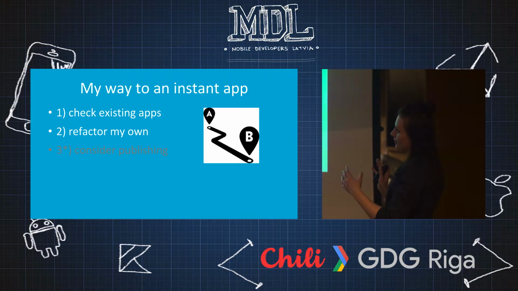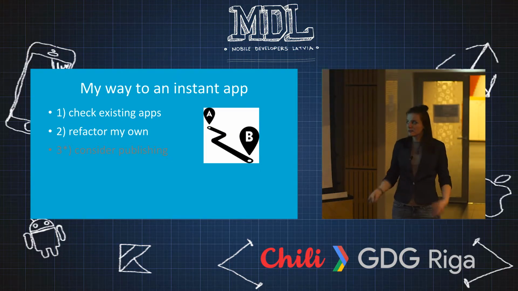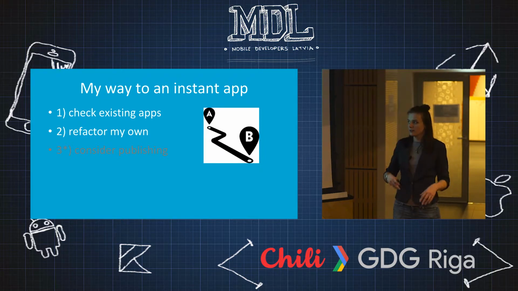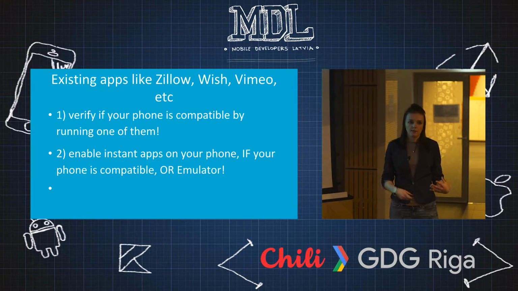In brief, my route looked like this. I decided to check what apps exist already that are instant apps. Then I had to refactor my own app, and then consider probably my application for publishing. So step one is to investigate what apps exist.